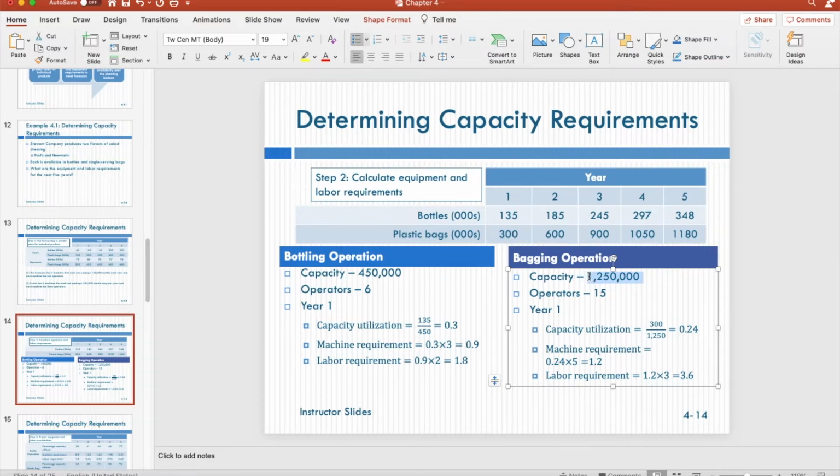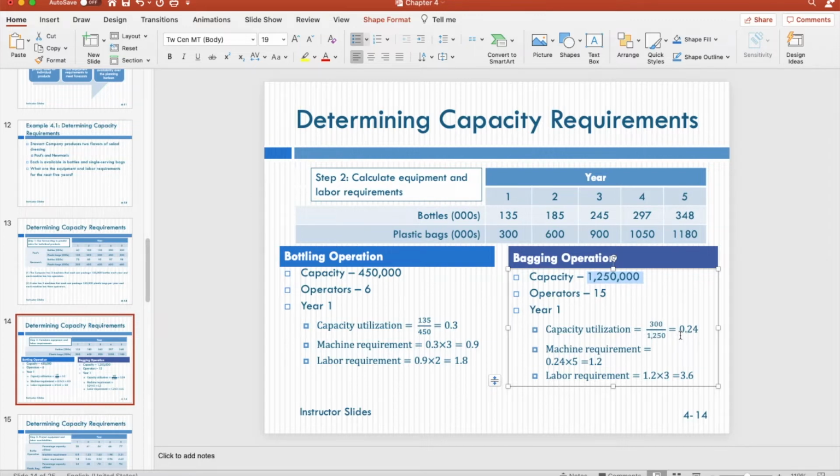1,250,000, right? That would be the amount. So what is the capacity utilization? You take how many amounts you need to produce, divided by how many amounts you can actually produce at most, right? That's why this is 300,000 divided by 1,250,000, or you can just cancel this in thousands.